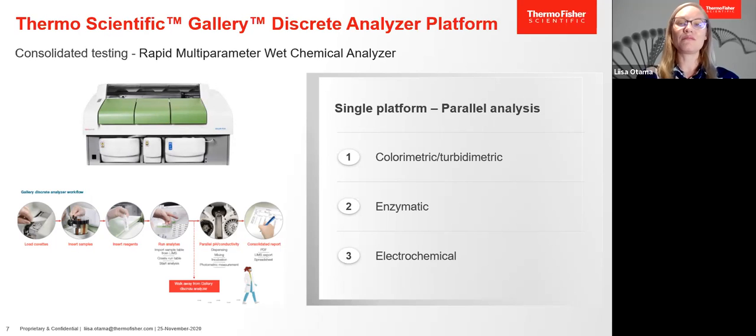The methods that can be done, for example, are the colorimetric or turbidimetric methods, enzymatic methods, or electrochemical methods. Or if you choose, you can run all these simultaneously. So while the instrument would be running your routine nutrients, for example, it can also do pH and conductivity at the same time. So we are offering you this automation to improve your efficiency and the quality.